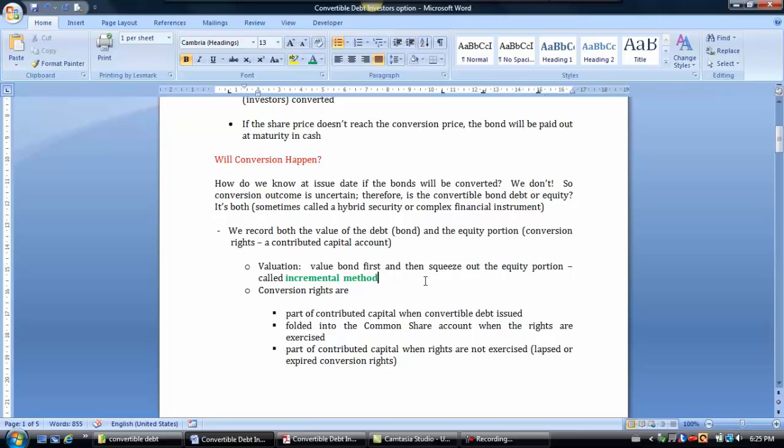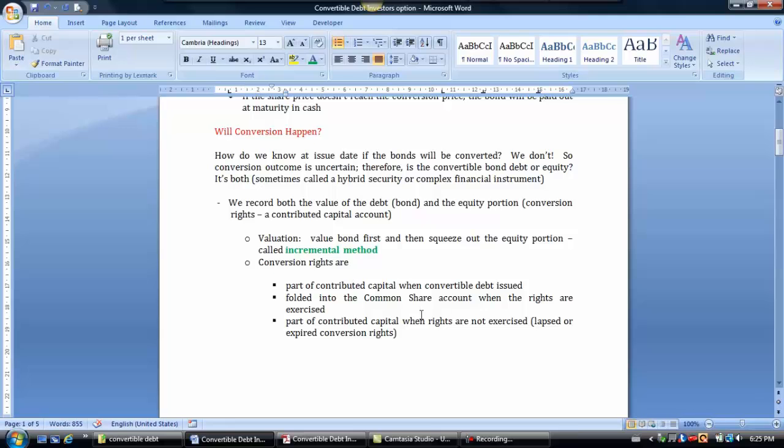So the equity piece is really valued as an increment, as the difference between the cash that you got for the instrument when you issued it and the carrying value of the bond. The conversion rights, as we said before, are part of contributed capital when the convertible debt is issued. When the convertible debt is actually converted, so when those rights are exercised, the conversion rights get folded into the common share account, because you're going to debit or reduce those conversion rights and issue the shares.